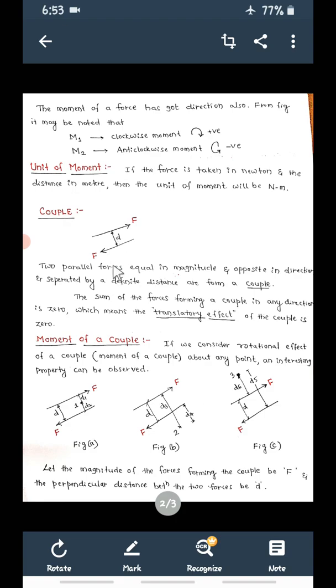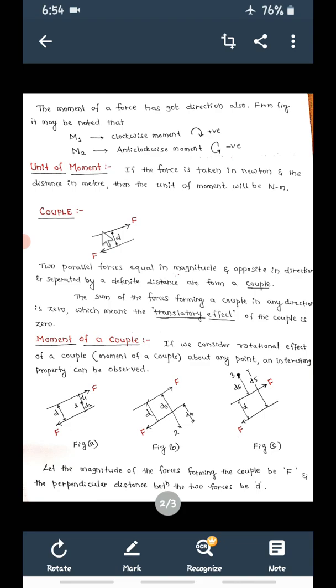Now if you add the forces, this is F in this direction, this is F in the other direction. Suppose this is plus F and this is minus F. What will we get? They will cancel. So the sum of forces forming a couple in any direction is 0, which means the translatory effect of the couple is 0. What do you mean by translatory? There is no horizontal movement and no vertical movement. These two are 0.